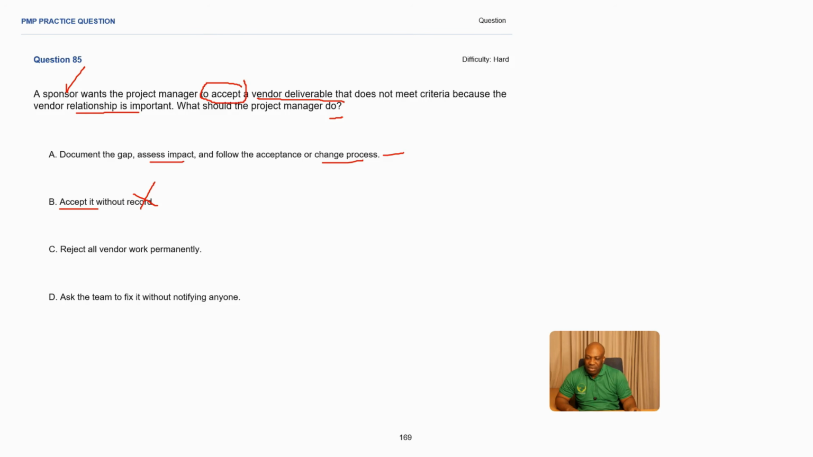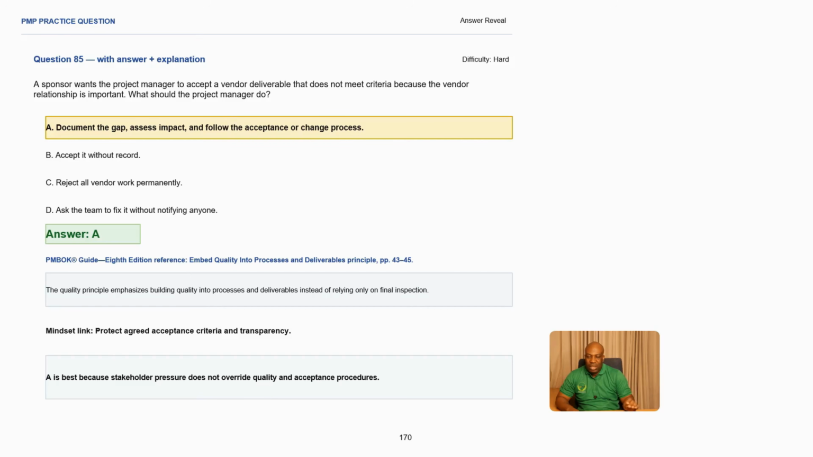Reject all vendor work permanently. You don't just reject without assessing. You need to reject things only after assessing, making this one incorrect. Ask the team to fix it without notifying anyone. You are now hiding things in a project, which is not ethical. So making A the best answer in this particular scenario.